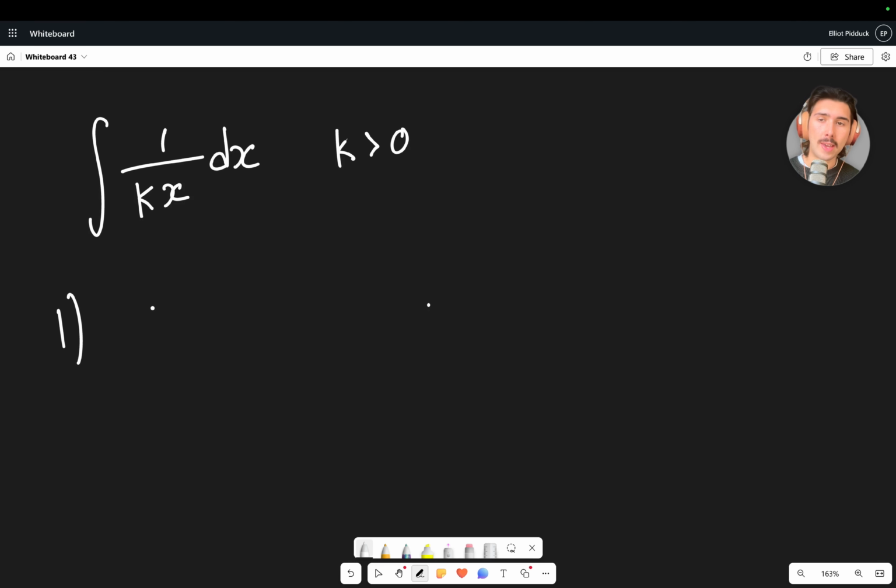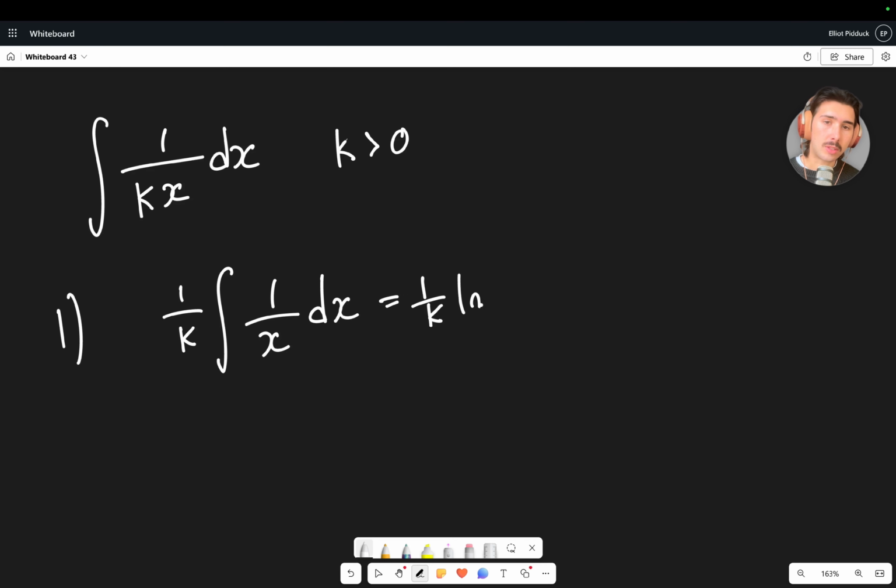So the first way is you would rewrite the integral as 1 over k, and then you've got your integral of just 1 over x dx. And everyone knows that the integral of 1 over x is the natural log of x. So this becomes 1 over k times the natural log of the absolute value of x plus c. Nice, pretty simple. That's the typical way. Normally, if you've got something like 1 over 2x, you're probably going to take the 1/2 out. But what if you didn't? So let's look at that.